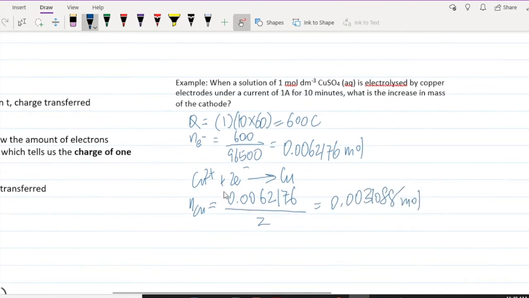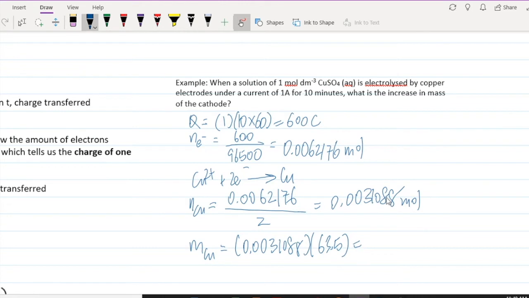So can we find what's the increase in mass of the cathode? It's the mass of copper formed, am I right? So it's just the number of moles of copper multiplied by the molar mass of copper, which is 63.5. And what do you get?